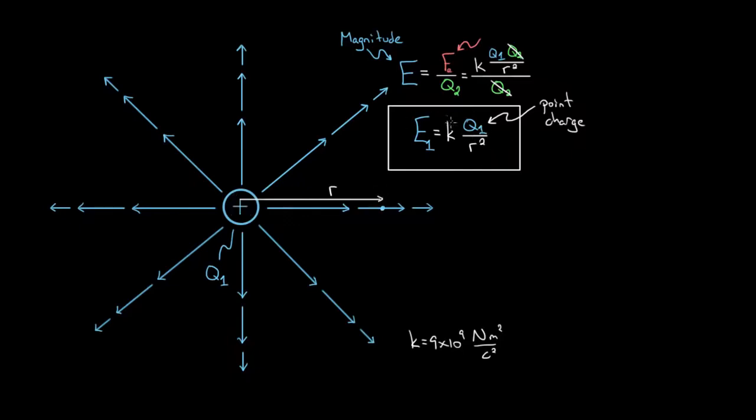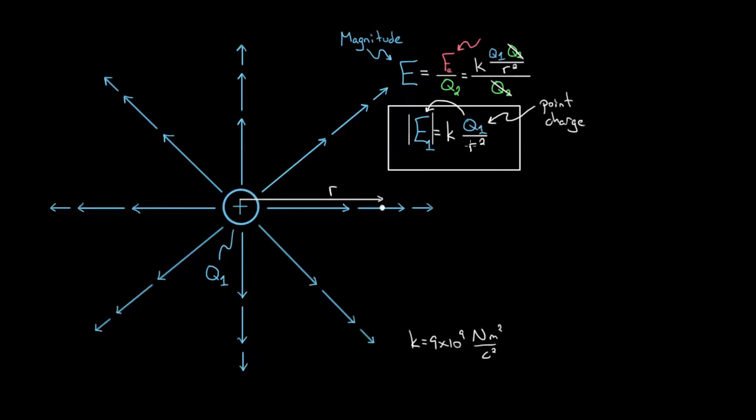And what's this formula saying? It's saying that the absolute value or the magnitude of the electric field created at a point in space is equal to K, the electric constant, times the charge creating the field. This is important. This charge Q1 is creating this electric field.